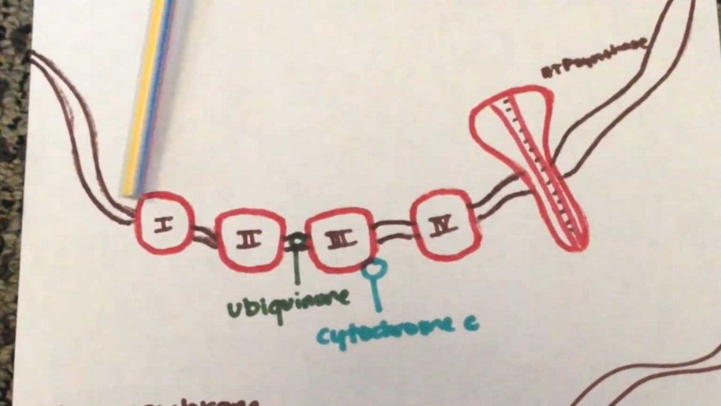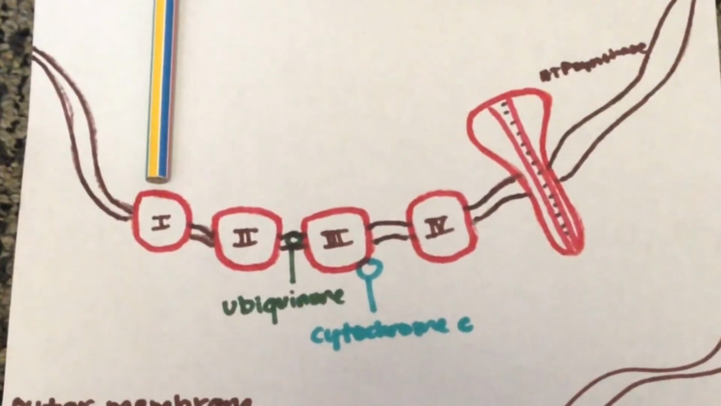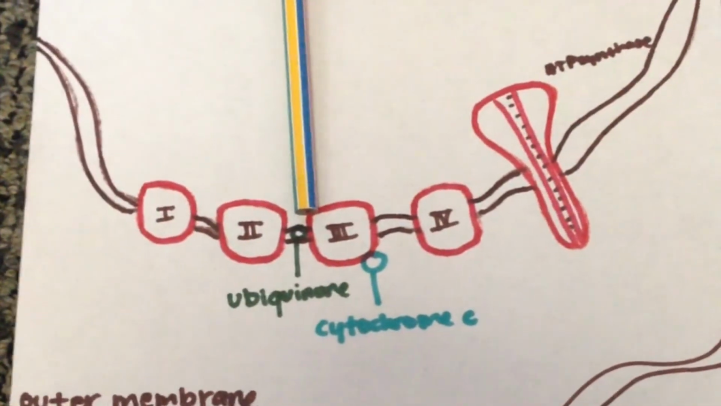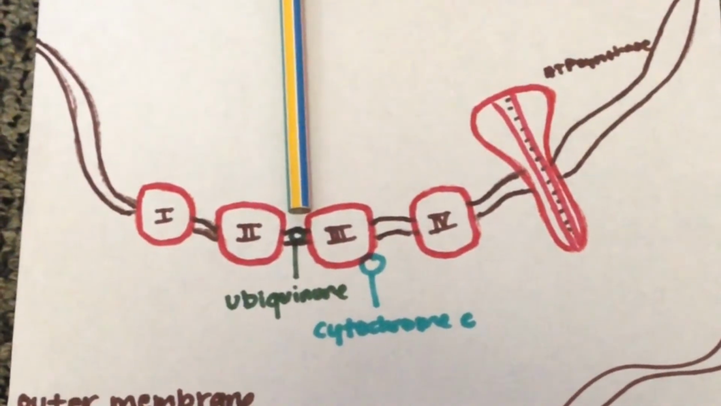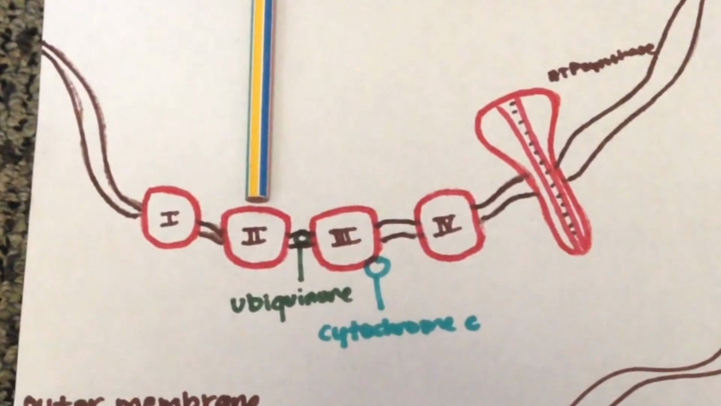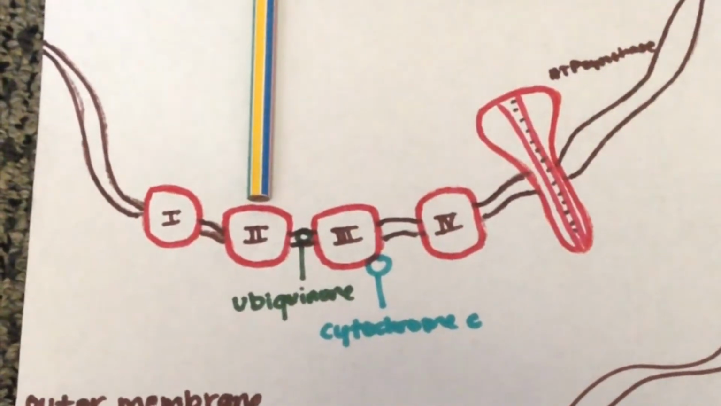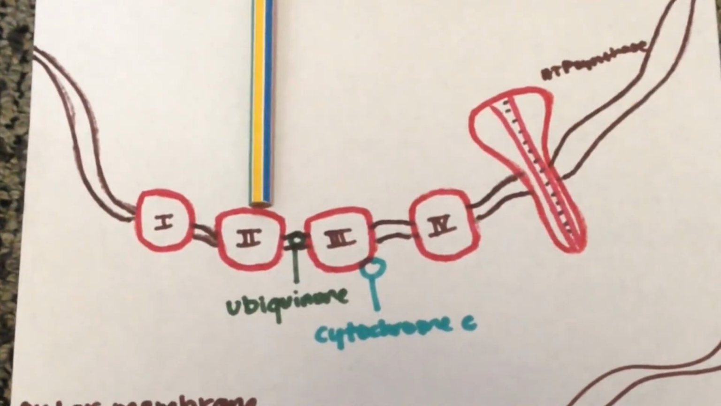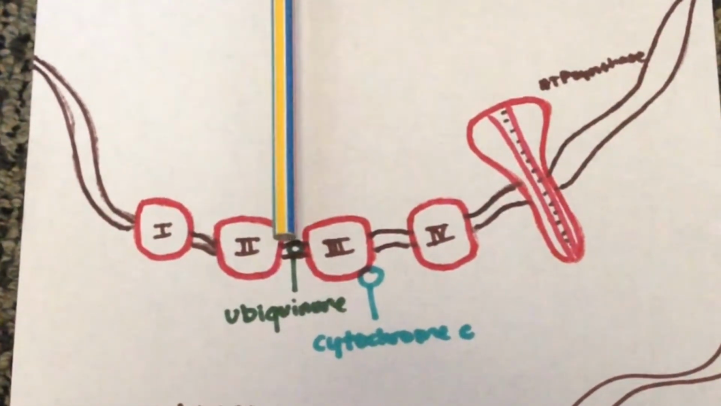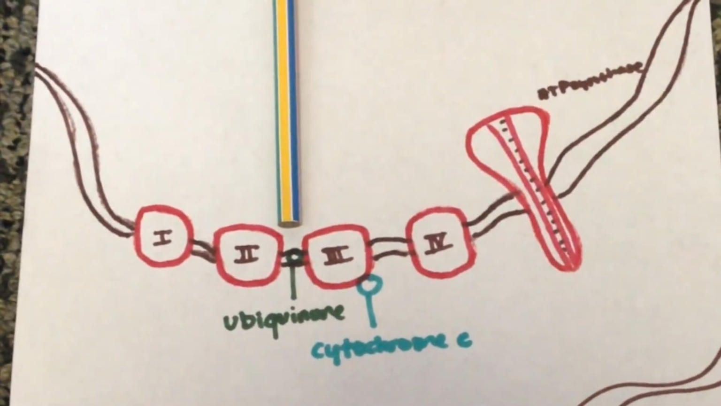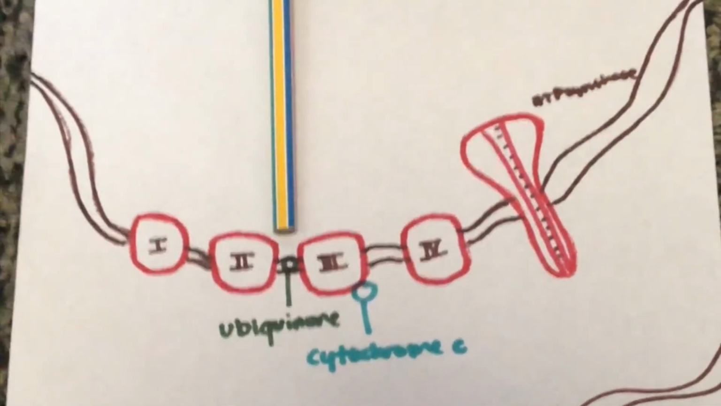Complex 1 will oxidize NADH to form NAD. These electrons will pass on to ubiquinone. Through this process, hydrogen ions are pumped from the matrix into the inner membrane space. Complex 2 will first reduce FAD to FADH2 from the Krebs cycle. Then it will oxidize FADH2 to steal its electrons and pass them on to ubiquinone. Ubiquinone can only carry electrons either from NADH or FADH2.